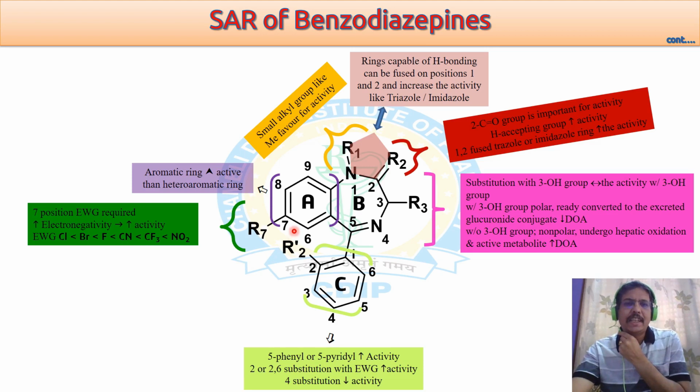Similarly, the key area is the 7 carbon of these benzodiazepine rings, where an electron withdrawing group favors the activity. Again, on this phenyl ring the activity increases in the form of phenyl substitution and pyridyl substitution, and only the 2 and 6 positions with an electron withdrawing group favor the activity, while the 4 position with an electron withdrawing group decreases the activity. Thank you.